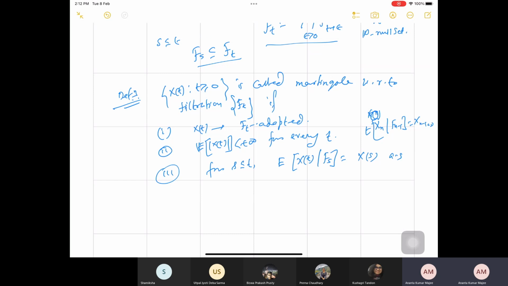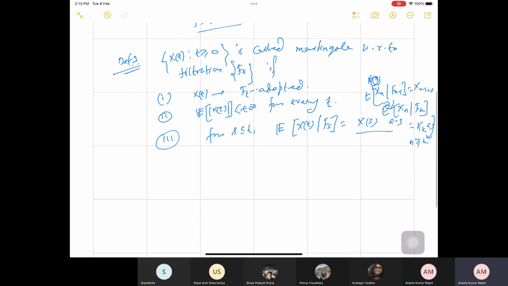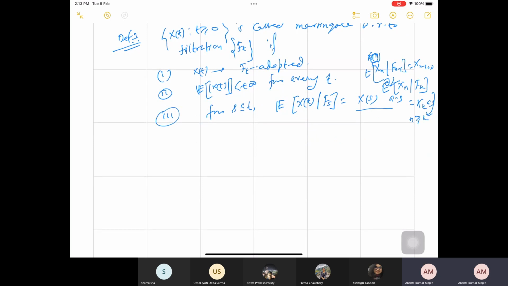But if I use this again and again and use the tower property of conditional expectation, I can say that the expectation of X_n given F_k is equal to my X_k almost surely whenever n is greater than or equal to k. So we try to use these definitions in a continuous setup. This is exactly the same. So for all s less than or equal to t, the expectation of Xt given F_s is equal to X_s almost surely. And this is for the martingale.